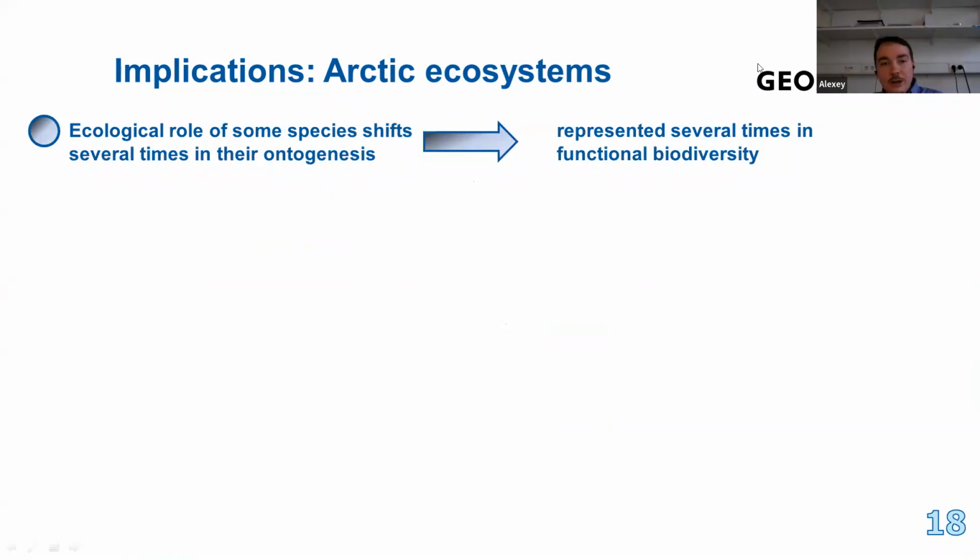Another Arctic ecosystem application might be that the ecological role of some species shifts several times in their ontogenesis. So here we can go beyond cephalopods. It can as well happen in fish and crustaceans. And so in functional biodiversity, one species can be represented several times. In terms of functional species, one species can be represented as several because it has several ecological functions.